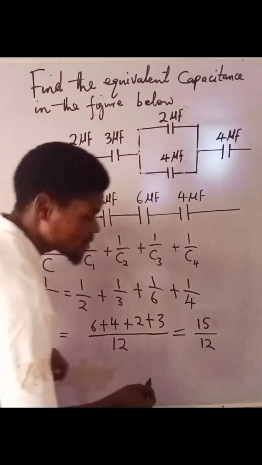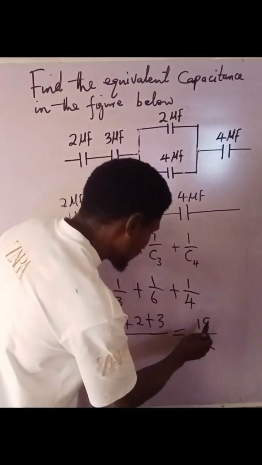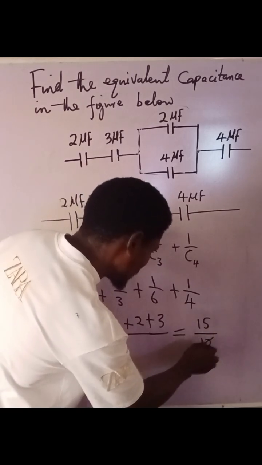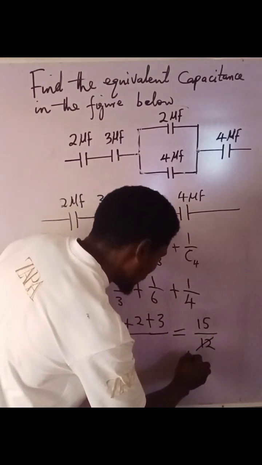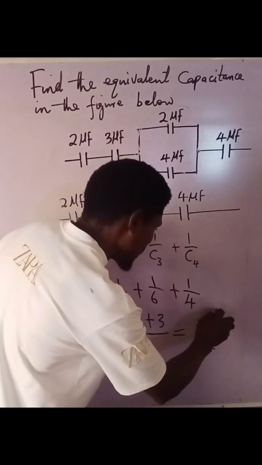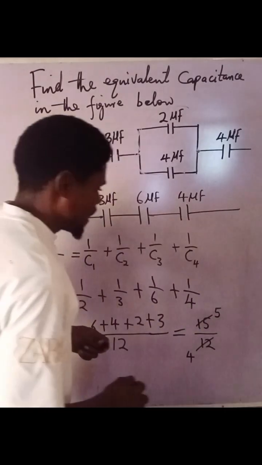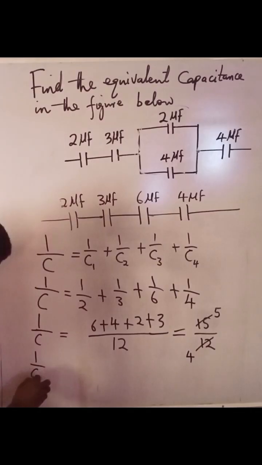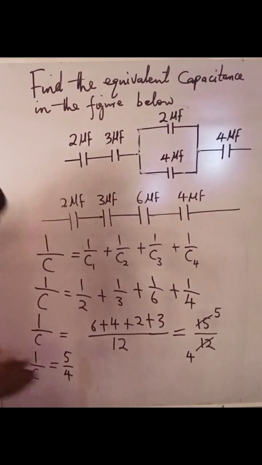Yes, we can still cancel out. 3 can cancel. 3 goes into 15, we have 5, and 3 goes into 12, we have 4. What it means is that 1 over C is equal to 5 over 4.